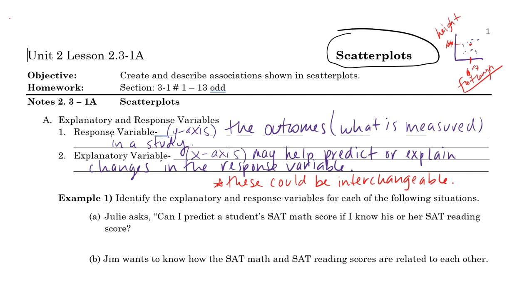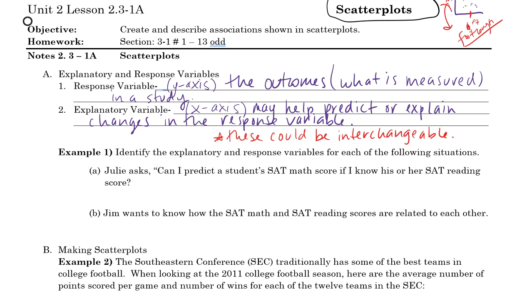So in some cases, not in every case, things like height and foot length could be interchangeable. One could be the X, one could be the Y, or you could switch them. Because in either case, you can use both to predict the other variable. So in some cases, these are interchangeable. Just kind of keep that in mind. So let's check out a problem. I'll have you guys try it real quick, and then we'll check it.